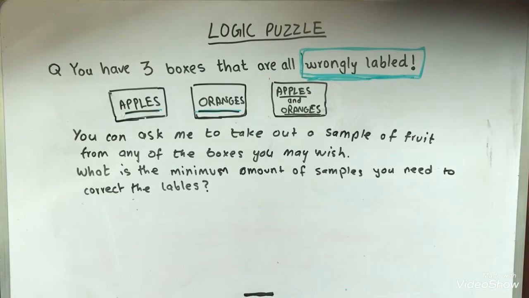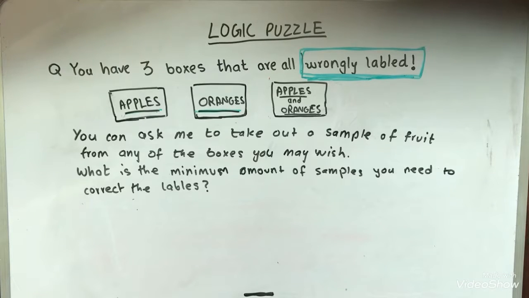You have three boxes that are all labeled incorrectly. You have a box that is labeled as apples, a box that is labeled as oranges, and a box that is labeled as apples and oranges. You ask me to take out a sample of fruit from any of the boxes you wish. So what is the minimum number of samples you need to see in order to correct the labels?